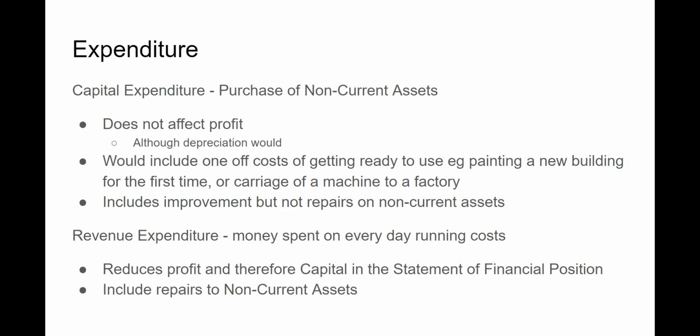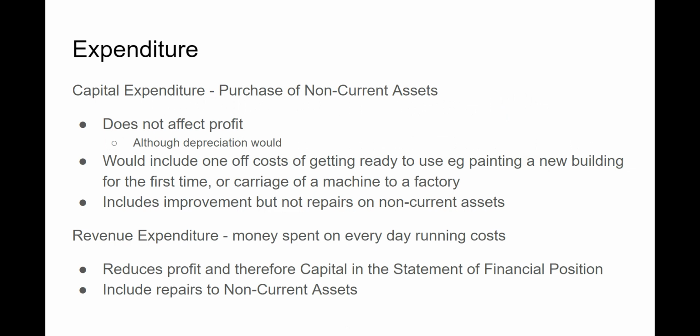correctly. Capital expenditure initially has no impact on profit. It affects the statement of financial position only because assets would increase and either the asset of cash would decrease or there would be a liability created. And they all appear in the statement of financial position.